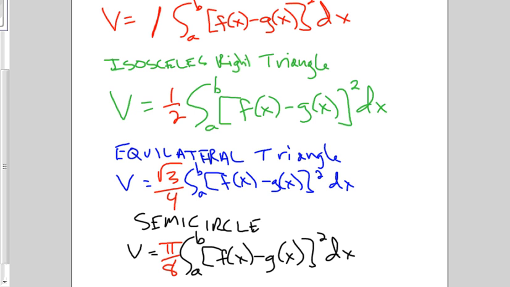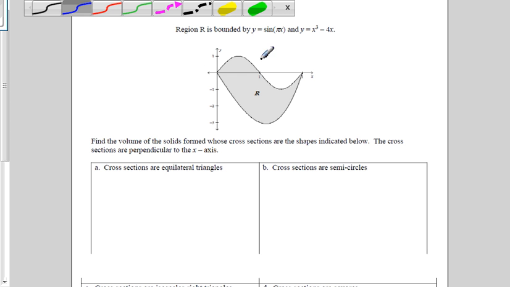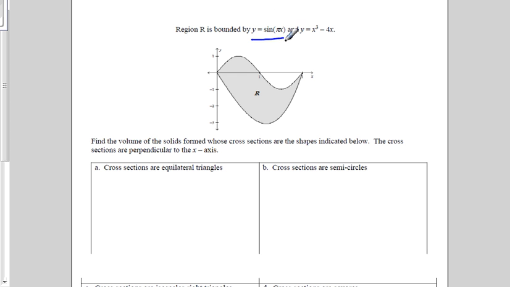All right, so let's look at this last part. So region R is bounded by y equals sine of pi x, and that's going to be this function right here. Put that in blue. And also region R bounded by the cubic function x cubed minus 4x right here. So there it is, all shaded in.